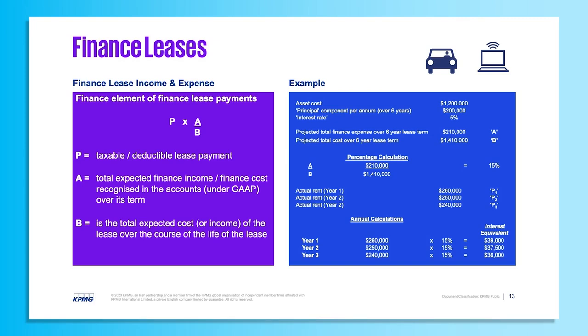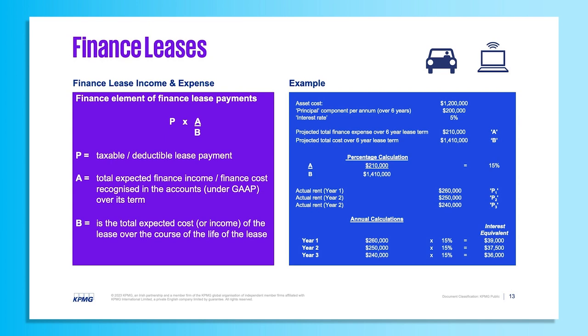However, this is not the case, as there is a separate calculation that needs to be performed to determine the amount of interest to be taken as the interest equivalent of a finance lease. The formula is noted on the slide, i.e. the P by A over B formula, P being the taxable or deductible lease payment in a given year, A being the expected finance income or cost recognised in the accounts under GAAP over its life, and B being the expected total cost or income of the lease over the life of the lease.